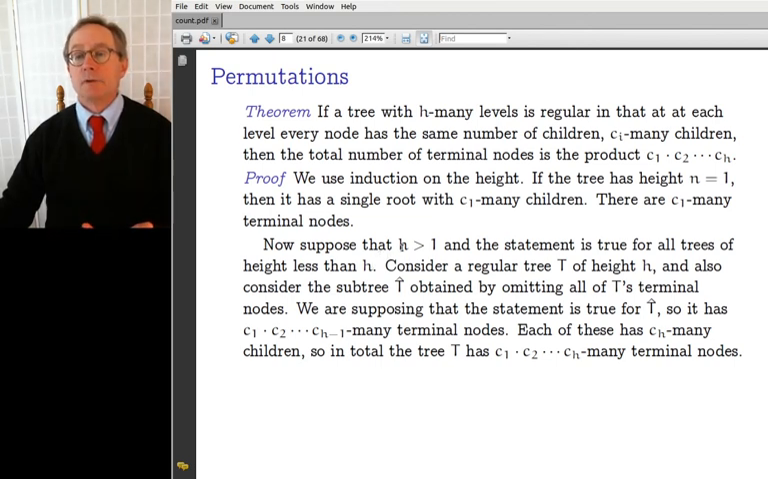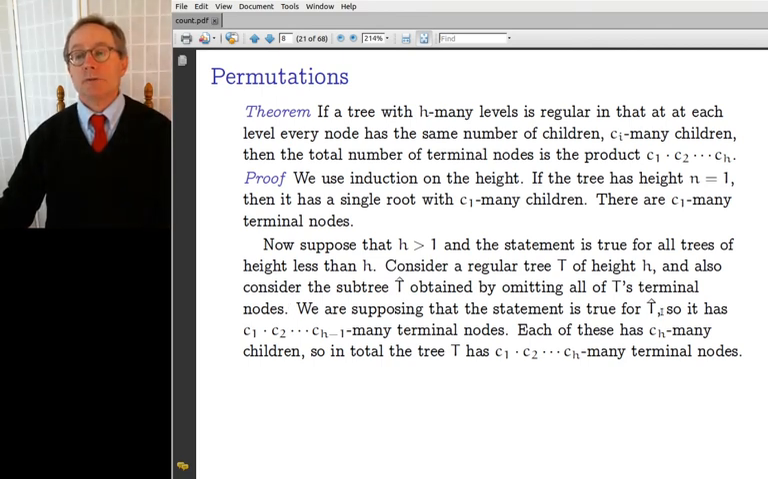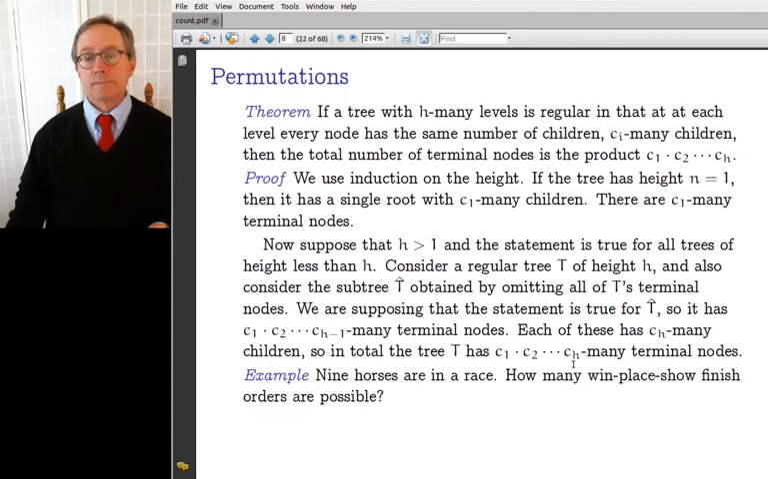So now you assume the height is bigger than 1, and the statement is true for all trees of height less than h. So you consider a regular tree of height h, and also consider the subtree t hat that you obtain by omitting all of t's terminal nodes. So you've fallen back to the prior level. Suppose that the statement is true for t hat, so it has this many terminal nodes. But each of those terminal nodes in t hat has c sub h many children by the statement of the theorem, and so in total the tree T has C1 times C2 times all the way up to times CH many terminal nodes. So it's a straightforward induction. A lot of these things are proved by induction.